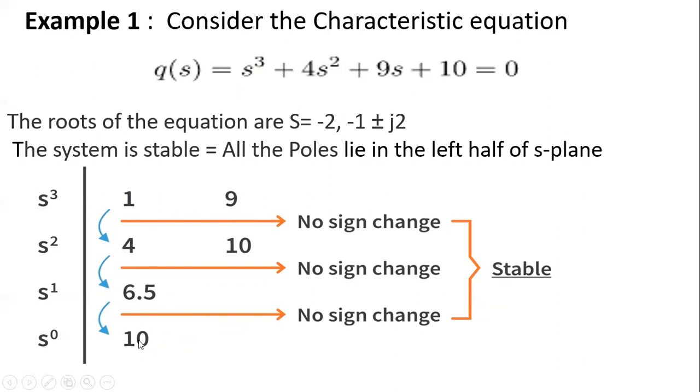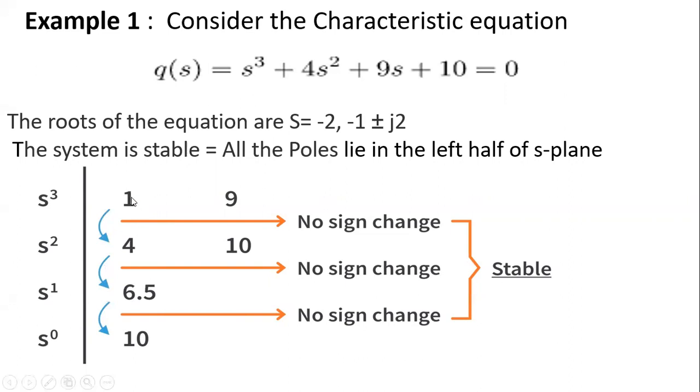So how do we get 10 here? 6.5 into 10 minus 4 into 0, divided by 6.5. So we get 10 here. If you see the first column, 1 positive, 4 positive, 6.5 positive, 10 positive. So there is no sign change in the first column from the first row to the last row. So the system is considered to be stable.